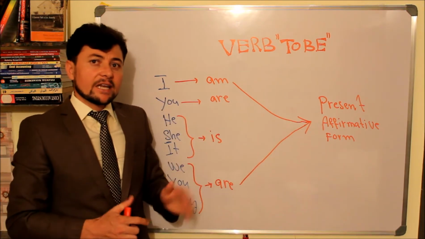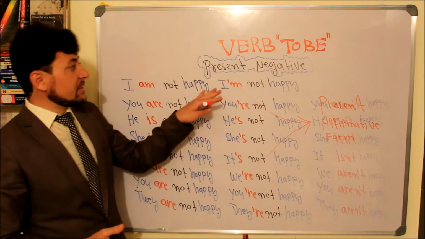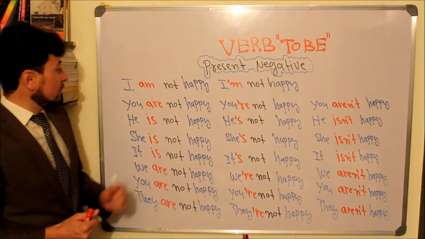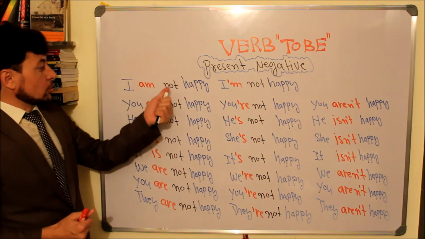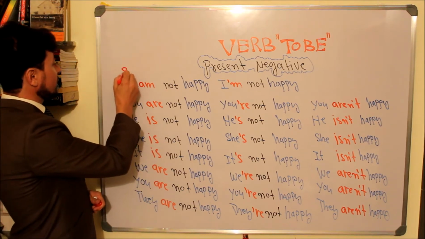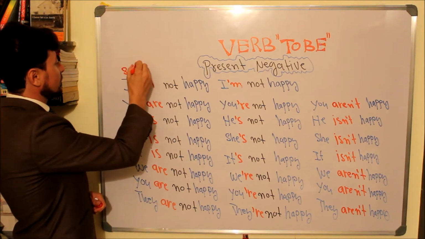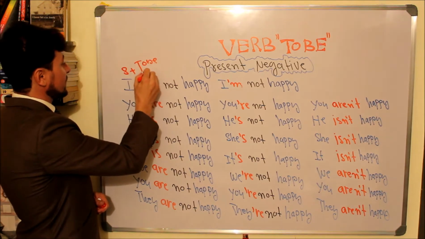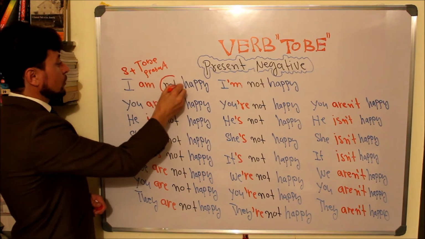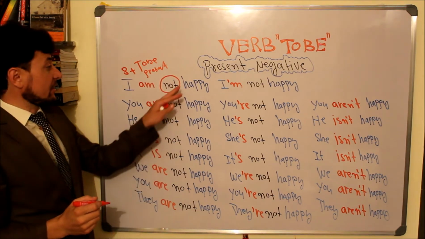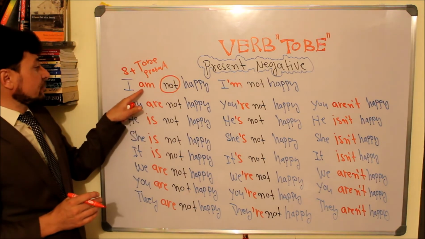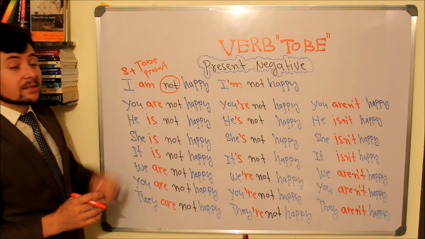Now, let's have a look at negative form of verb to be. Here is the present negative of verb to be. So, look at these examples. I am not happy. So let's have a look at the form. First we have subject. After that we have to be in present. After that we have the word not. And then we have the rest of the sentence. So here the word not is added after verb to be to make the sentence negative.